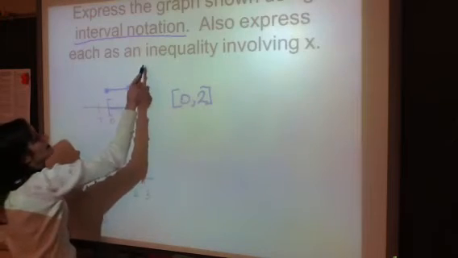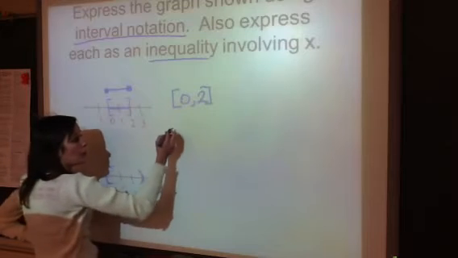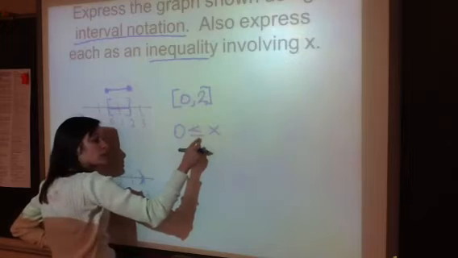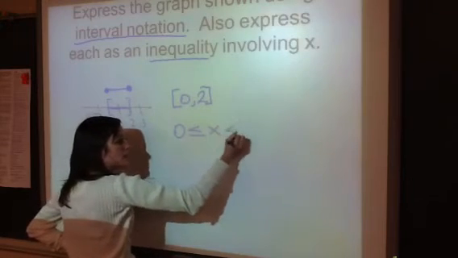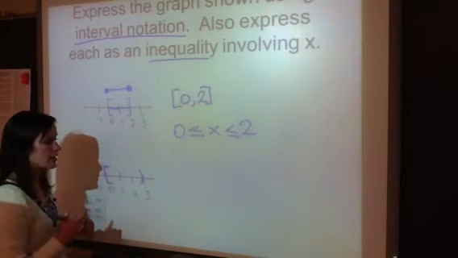Now it says express it in inequality form. This one's a little bit harder. We're going to go 0 is less than or equal to x, less than or equal to 2. Remember it was equal to because it was a bracket. So what that says is x is between those two values.